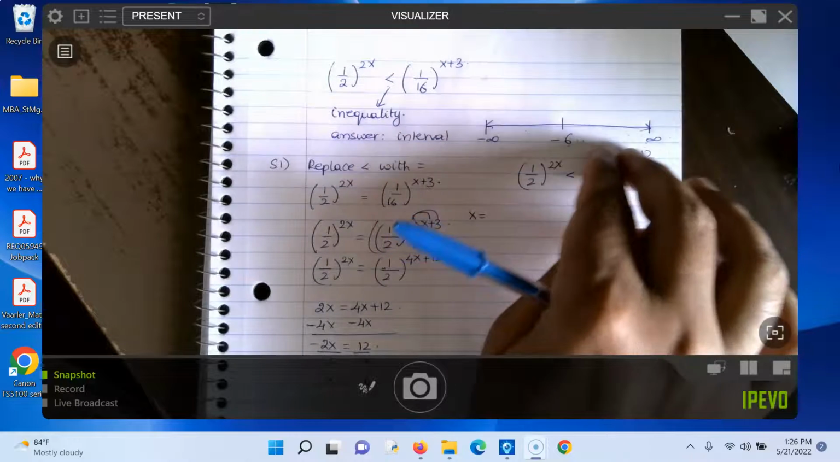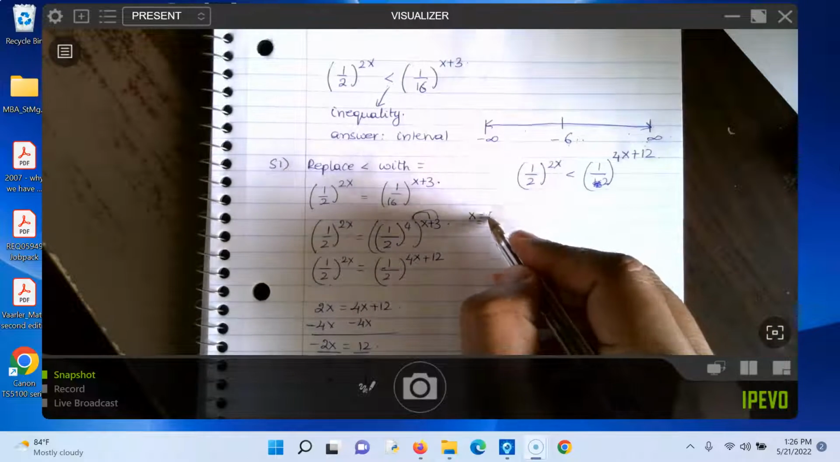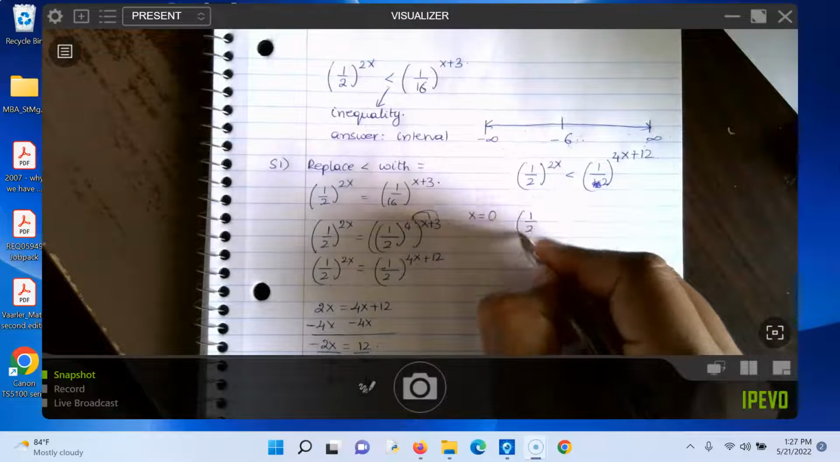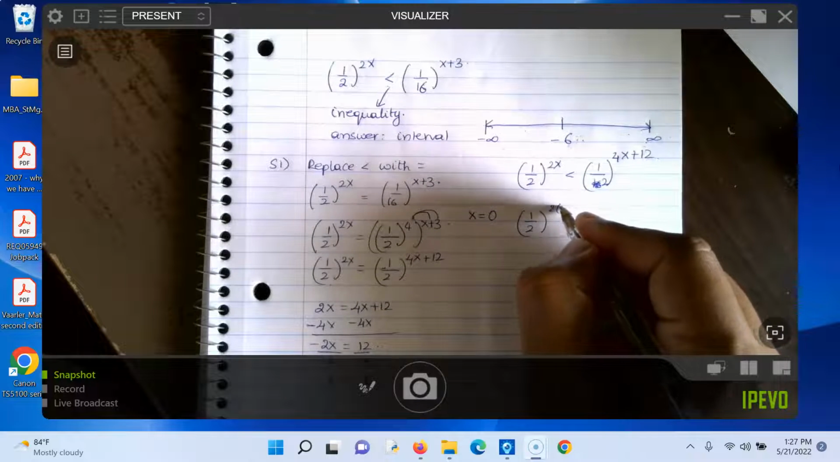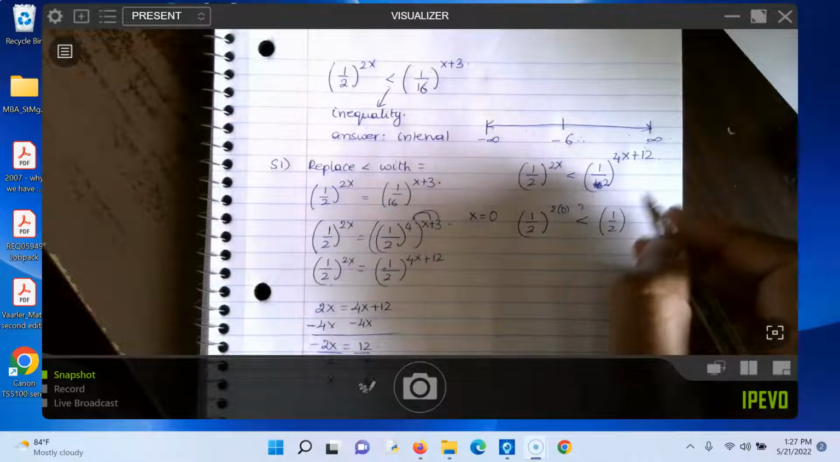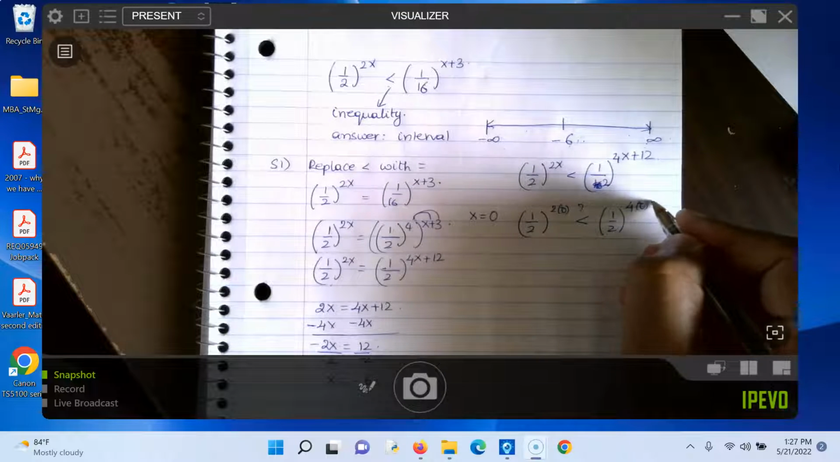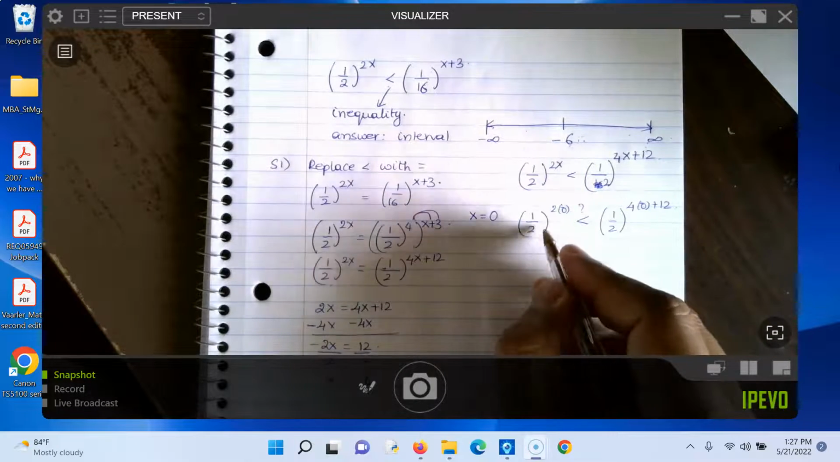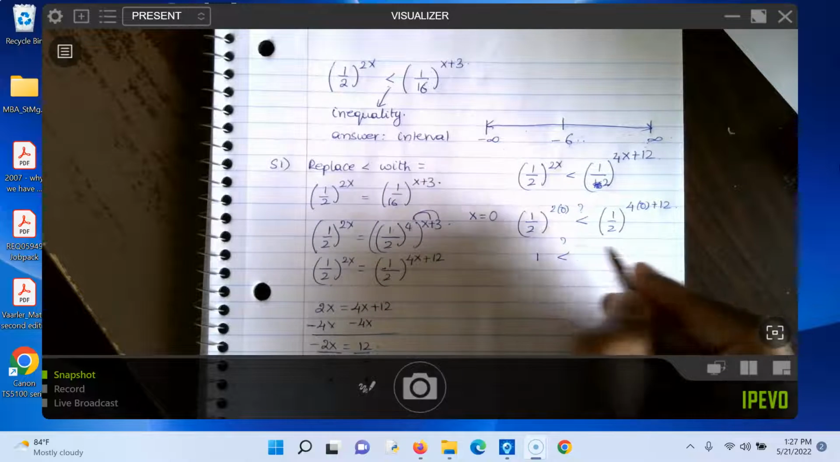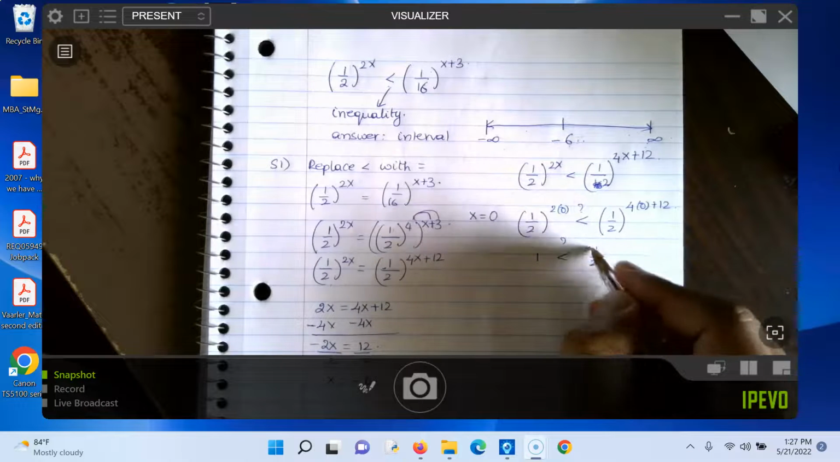Now you can pick any number in this region. I'm picking, because it is easy, x equals 0. So that gives you 1/2 to the 2 times 0. The question is, is it less than 1/2 to the 4 times 0 plus 12? Okay, so this means 1/2 to the 0, and anything to the 0 is 1. So 1, is it less than or equal to 1/2 to the 12?